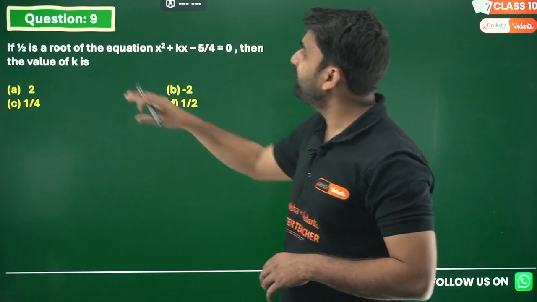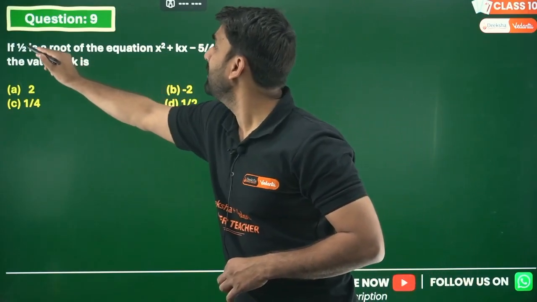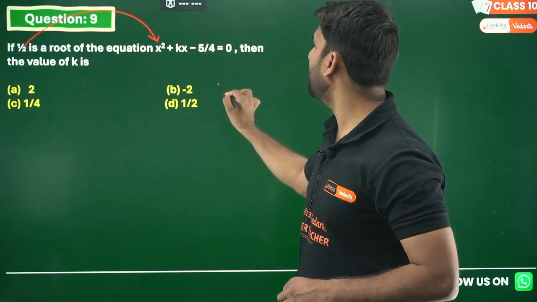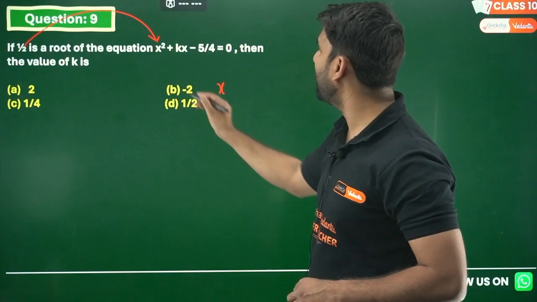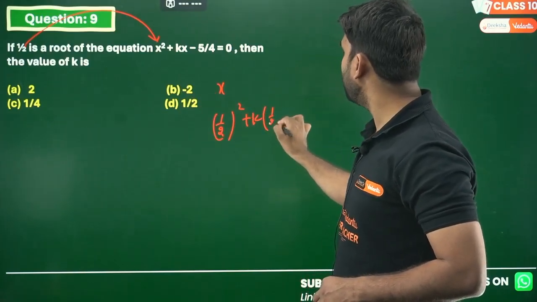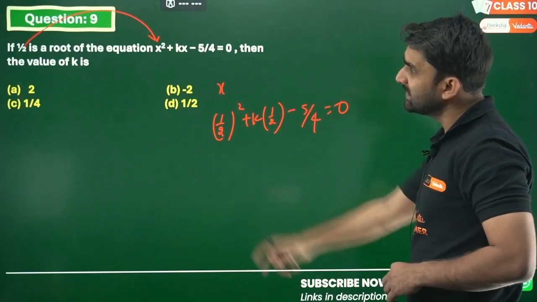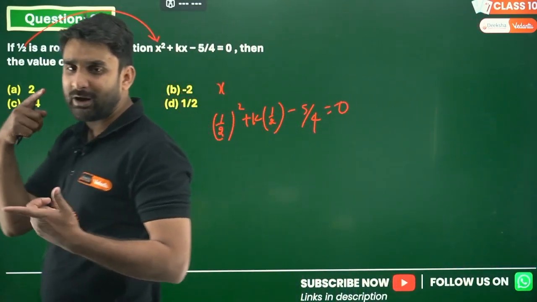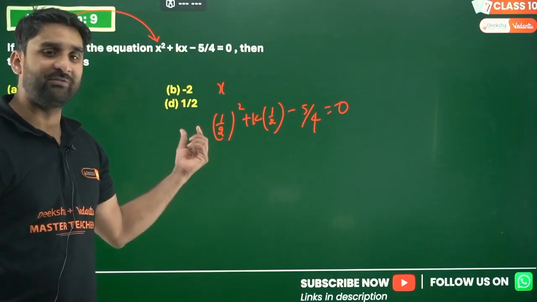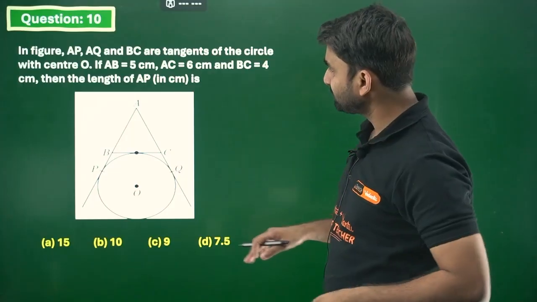Next question: if 1 by 2 is a root of the equation, then 1 by 2 will follow this equation. If you put 1 by 2 in place of x, it means (1 by 2) square plus k into 1 by 2 minus 5 into 5 by 4 will be equal to 0, because 1 by 2 is the root, and if 1 by 2 is the root, then it will satisfy the equation. It means after putting the value, the equation must be equal to 0.